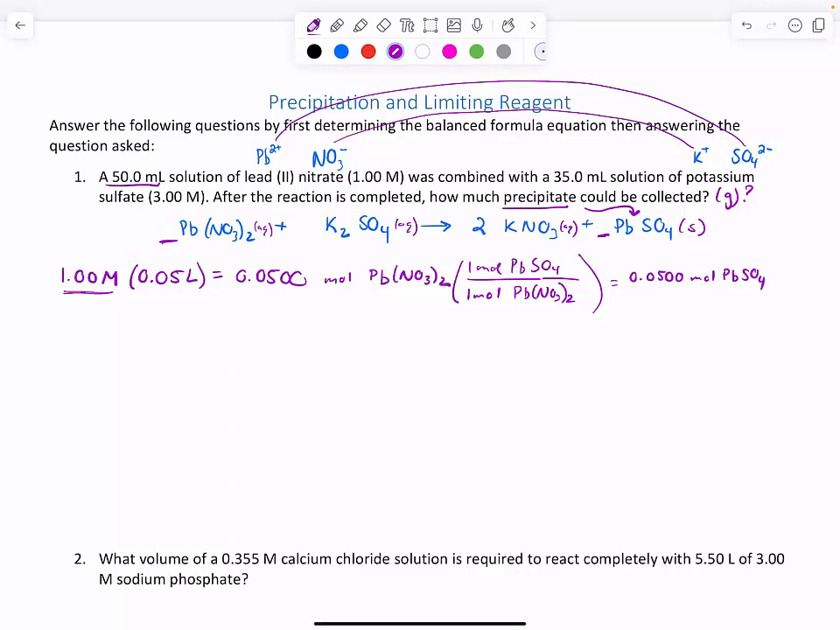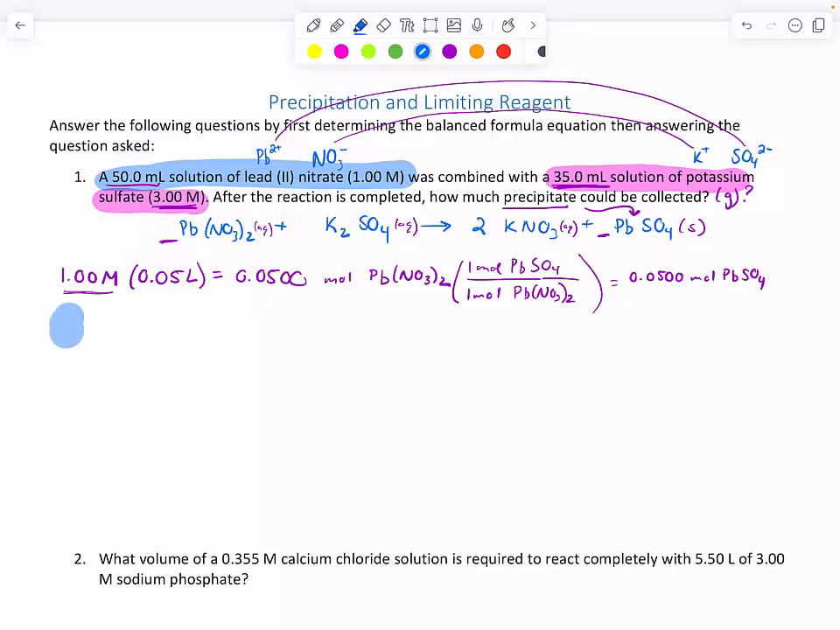Now let's do the other one. My other solution is 35 milliliters, and that goes with 3 molar. So I often ask the question, what goes with what? Meaning, all of this information is accompanied with the lead 2 nitrate, and all of this information goes with my potassium sulfate. Whenever you're doing molarity times volume, note that you need to make sure that the 2 numbers you're using go with the same chemical.